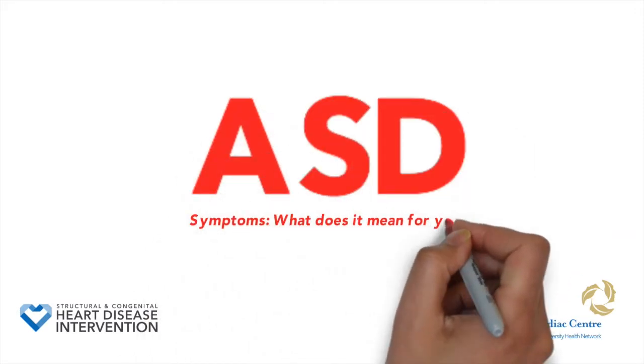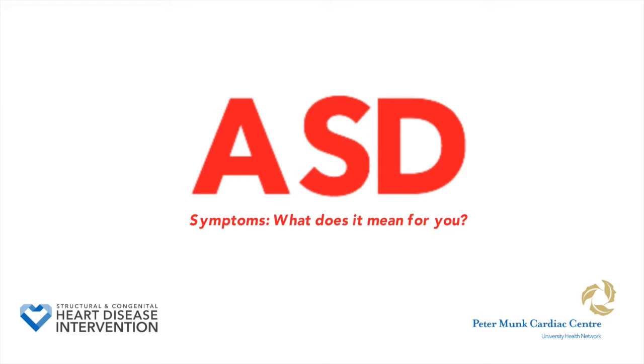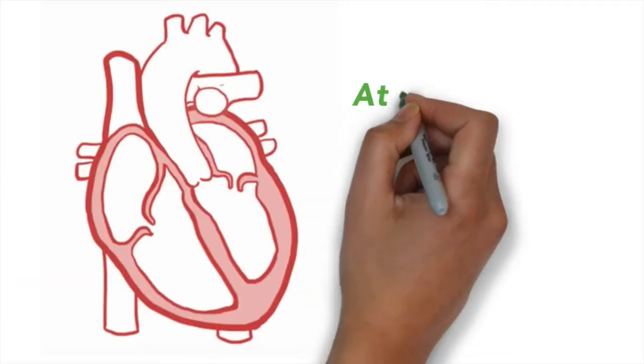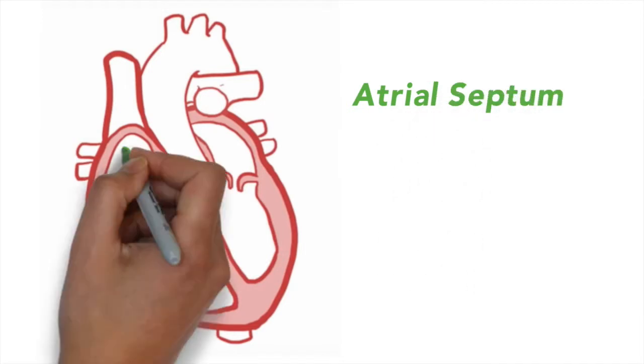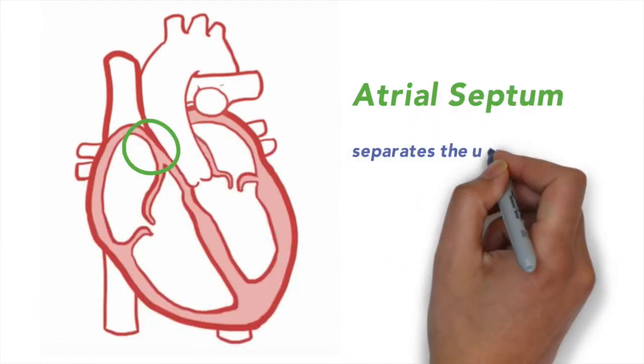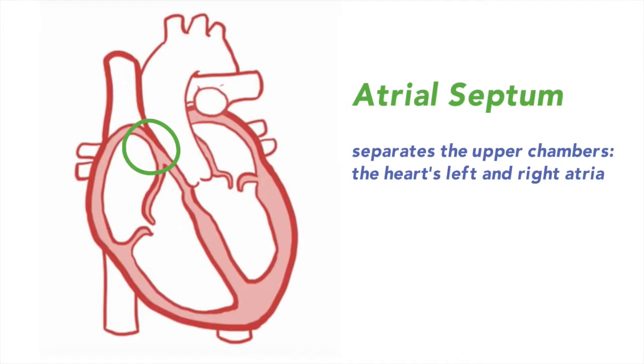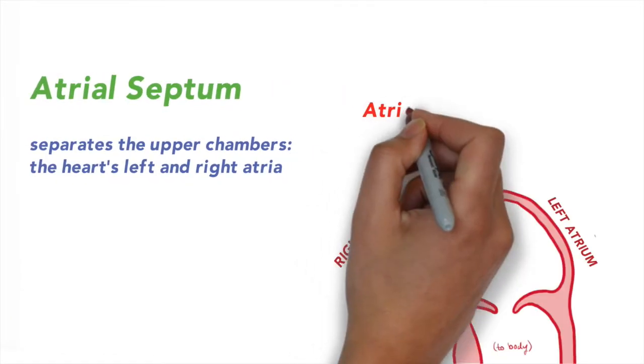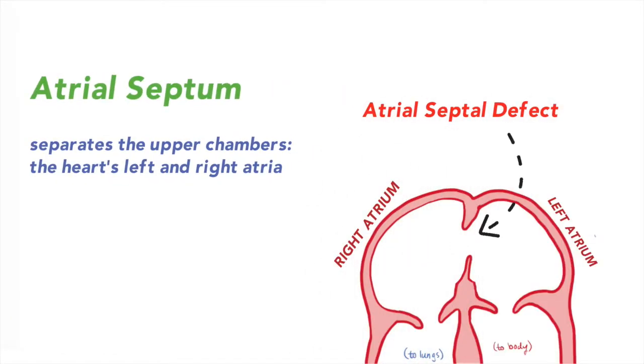Atrial septal defect symptoms. What does having an ASD mean for you? If you have watched our first video, you know that the atrial septum is the wall that separates the upper chambers of the heart, the left and right atria. An atrial septal defect is a hole that is present in the muscular wall between these two upper chambers.